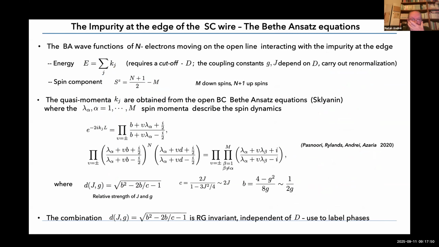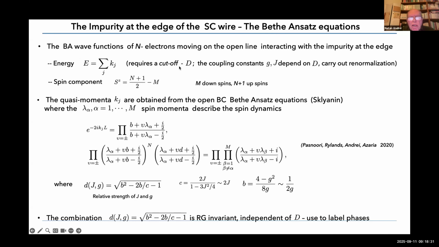So let me explain how to carry out the calculations. The solution, the Bethe ansatz solution: I'm going to talk now about the impurity attached to the superconducting wire. The Bethe ansatz wave function describes n electrons in terms of their plane waves and their coefficients in the standard Bethe ansatz structure, moving on an open line and interacting with the impurity. So the energy is given by a sum of the momenta of the plane waves.